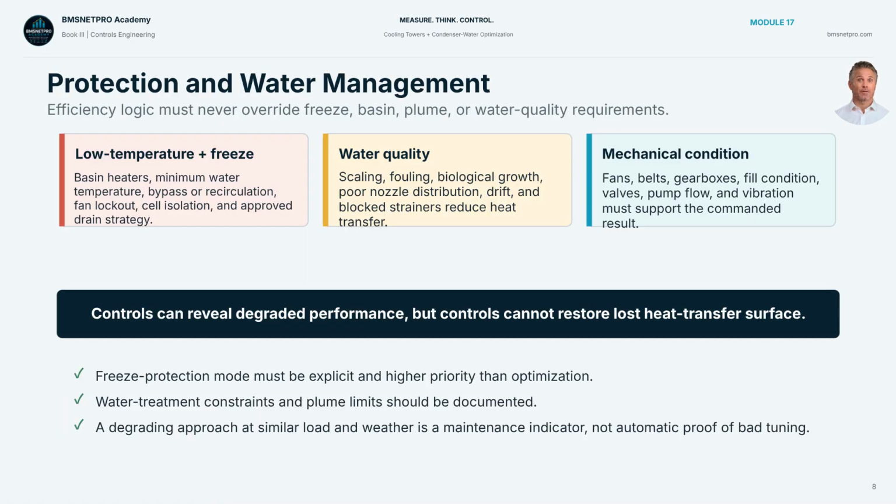Cooling towers have limits beyond energy. Cold weather can create basin, piping, or fill freeze risk. Protection may require basin heaters, minimum water temperature, bypass or recirculation, fan lockout, cell isolation, or an approved draining strategy. Water treatment and mechanical condition matter as well. Scaling, fouling, damaged fill, blocked strainers, and poor nozzle distribution reduce performance. Controls may reveal the degradation through a higher approach at comparable load and weather, but a controls change cannot restore lost heat transfer surface.